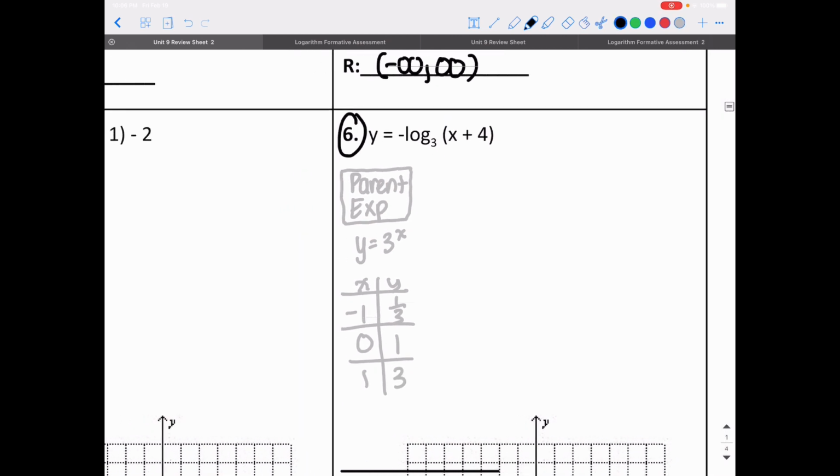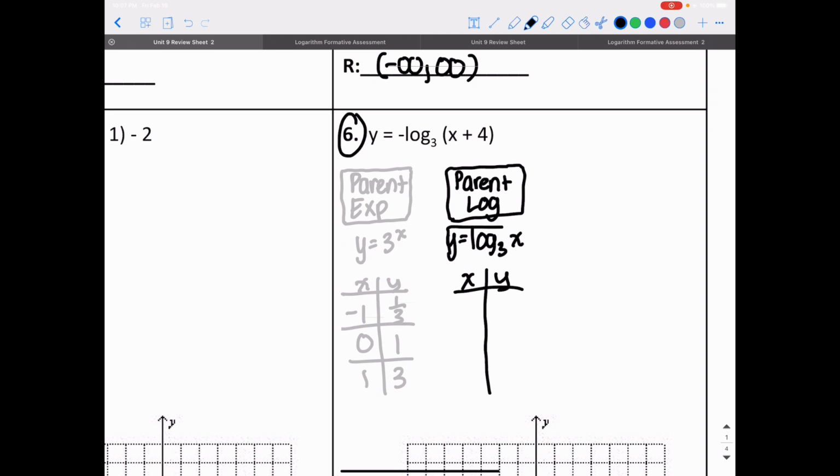And then from there, I'm going to go to my parent logarithm. So the parent log is the most basic logarithm with the same base as the logarithm that I want to end up with. That's y is equal to log base 3 of x. No extra stuff, just log base 3 of x. No negative in front.